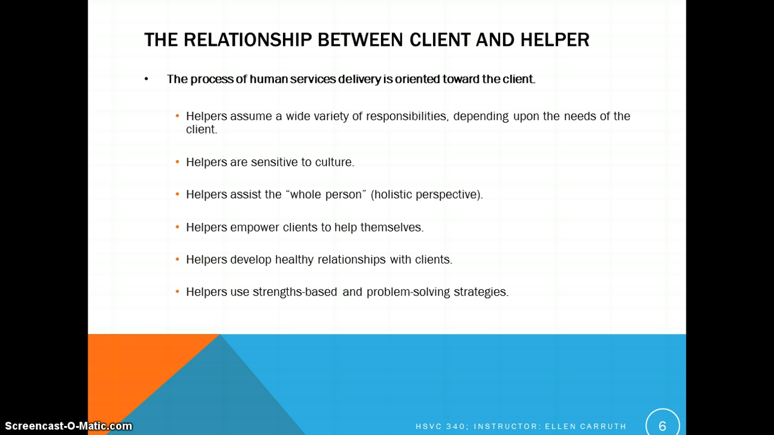We'll talk about the importance of relationships throughout this course, but this is probably one of the most critical pieces to successful service delivery. Finally, you, as the helper, need to remember to focus on what your clients already do well, their strengths, and then build new strategies for solving problems based on these strengths.